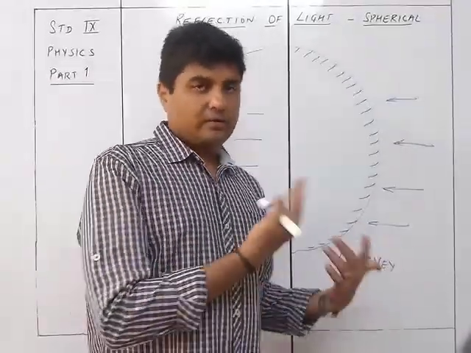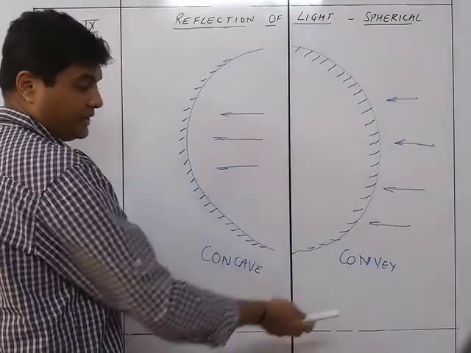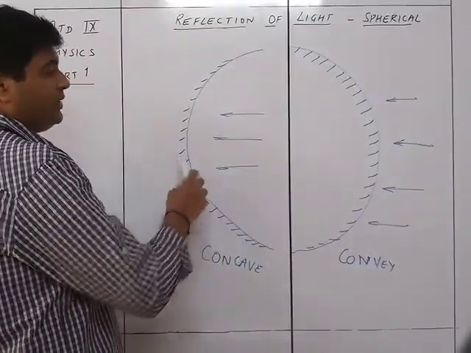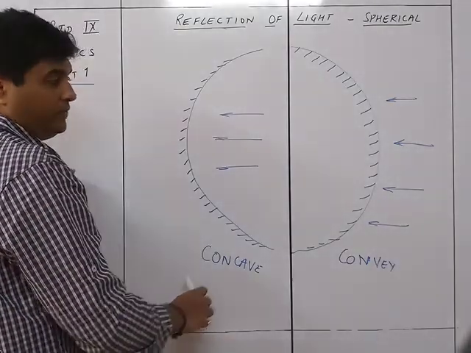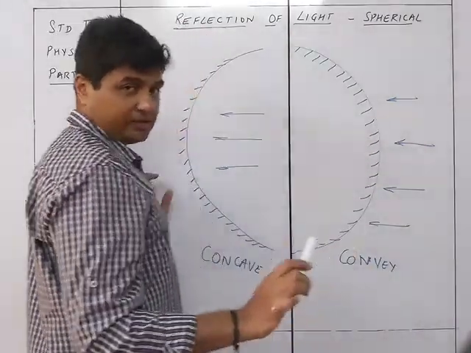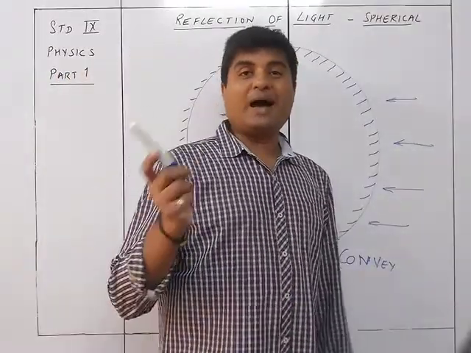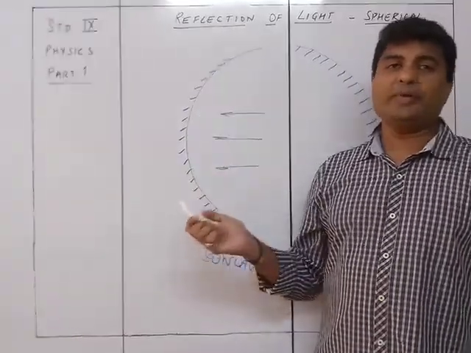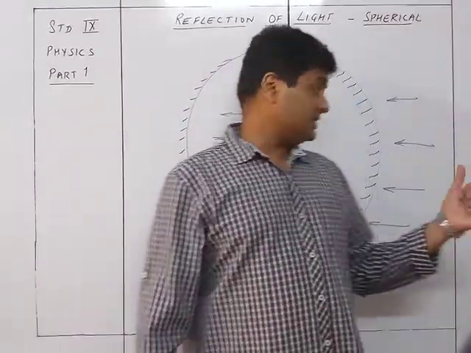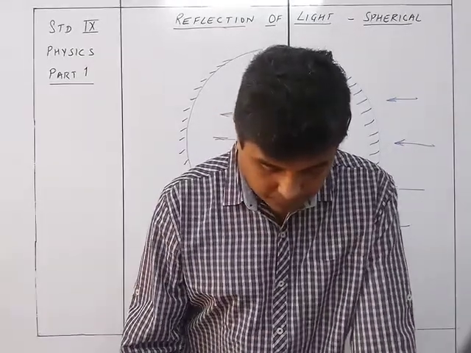I have drawn it in the opposite manner. As per the textbook, it was convex here and concave here. But the only thing is that here the outer surface is coated in concave, and the inner surface is coated with convex. That is the main thing. Forget left or right: if I coated the outer surface, the mirror formed is concave. If I coated the inner surface, then the mirror formed is convex.